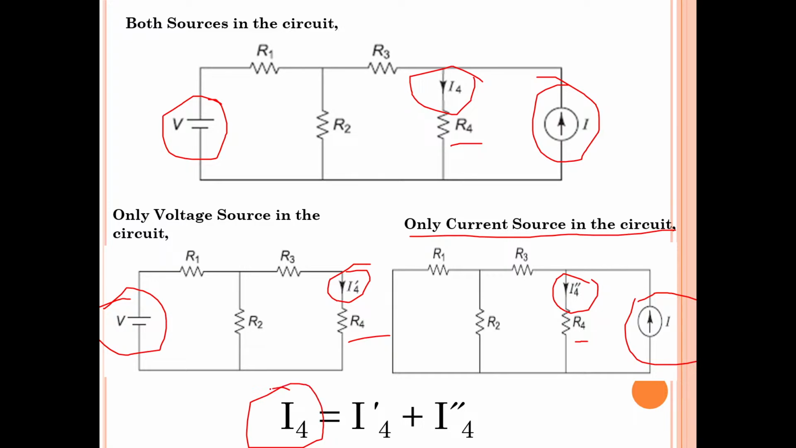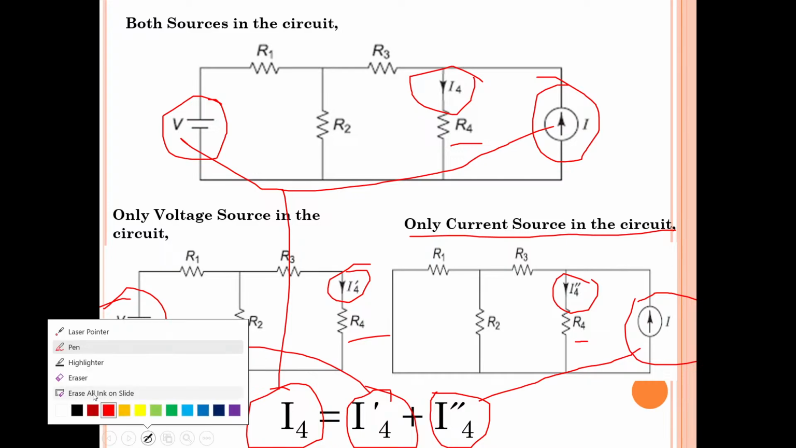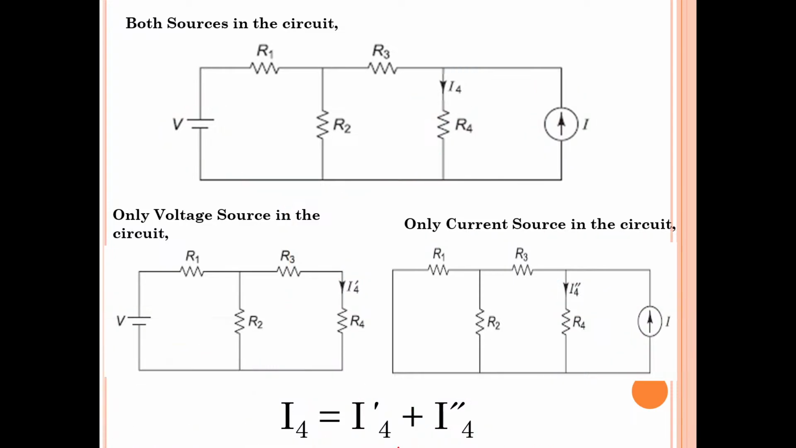So I4 is equal to what? I4 is the current when both sources were present. I4 dash is the current when only the voltage source was present. I4 double dash is the current when only the current source is present. So I4 is the algebraic sum of the currents flowing through the circuit when individual sources are present. Okay, so this is our superposition theorem.